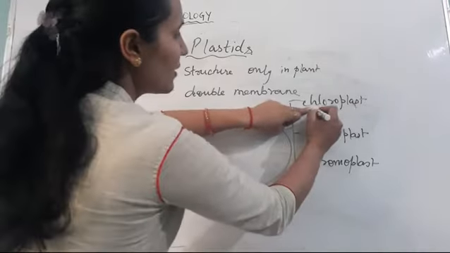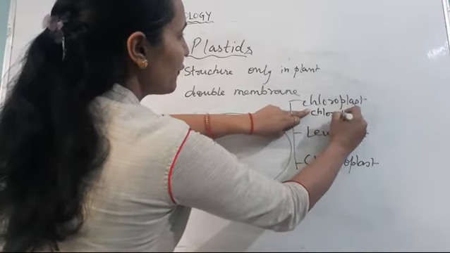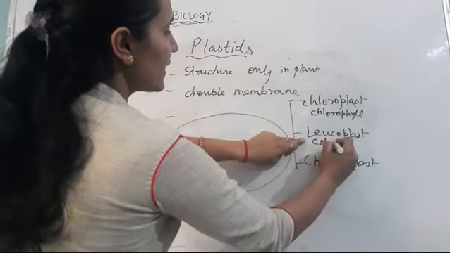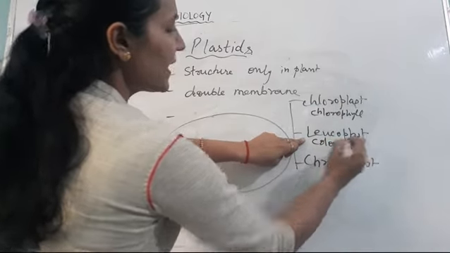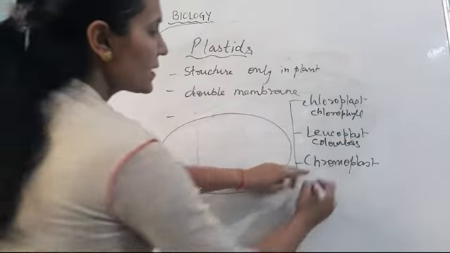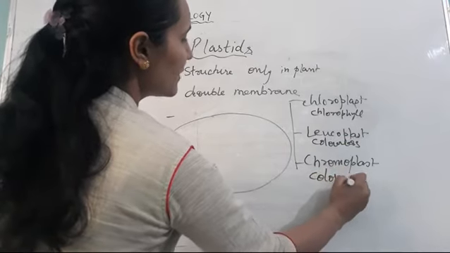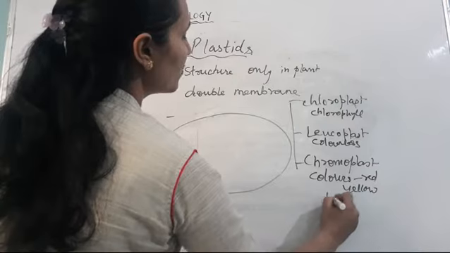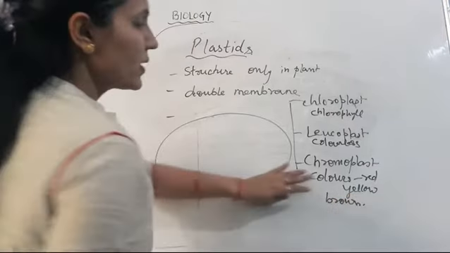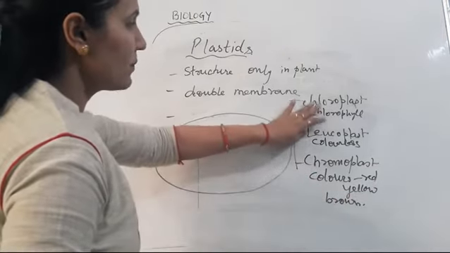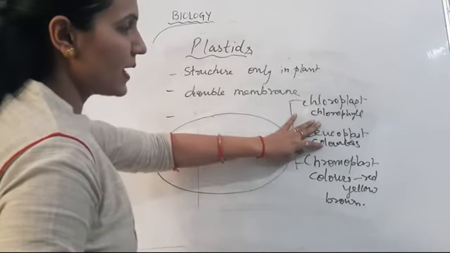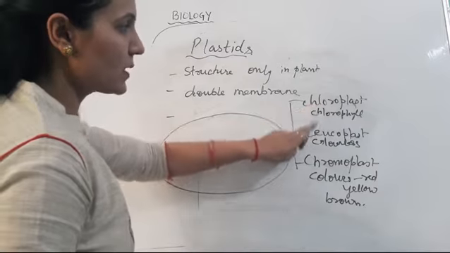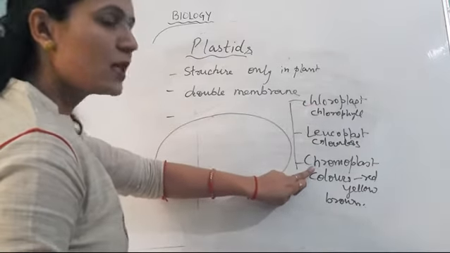Chloroplast contains a green pigment called chlorophyll. That's why it is named chloroplast. Leucoplast is colorless. It does not contain any pigment. Chromoplast has different colors like red, yellow, brown, orange, etc. So based on whether it has color or not, it is divided into three parts: chloroplast, leucoplast and chromoplast.